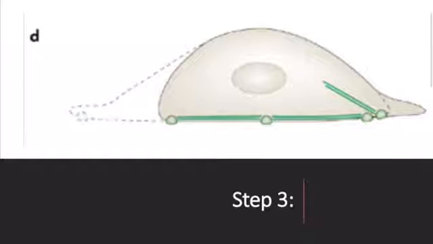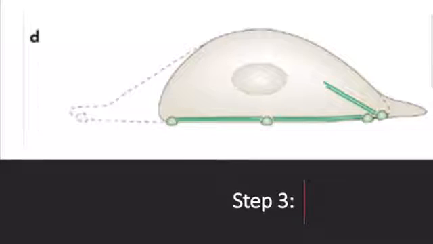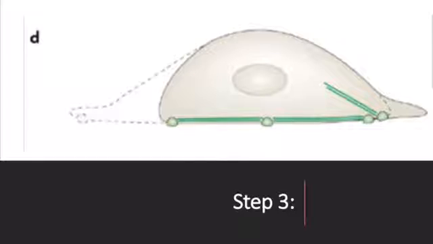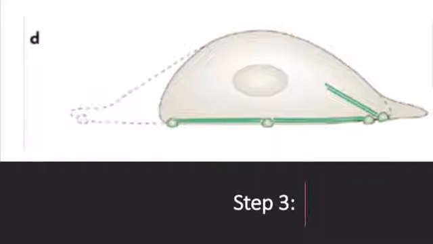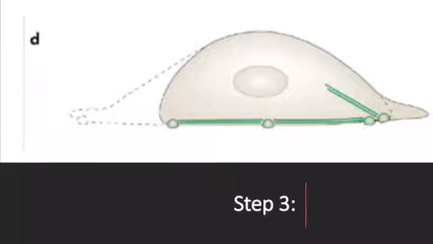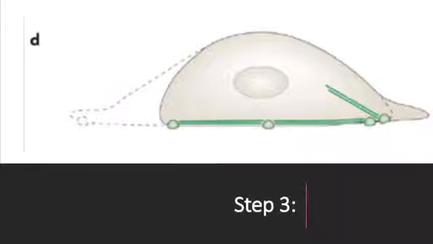The last step is how the cell pulls itself forward along the surface. For cell crawling to be promoted, a small G protein called Rho is needed to trigger the interaction between actin and myosin. Myosin is an actin-binding motor protein. Energy is needed for the myosin to move along the actin filaments, so it will bind to ATP and cleave it. Binding to ADP decreases myosin's affinity for actin.